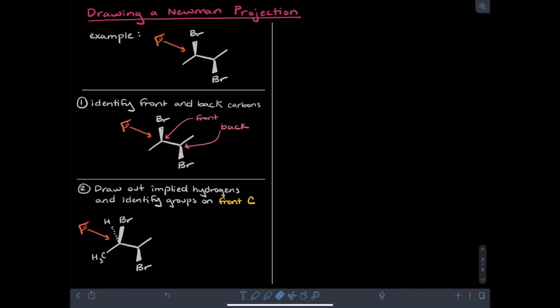Then, and this is the hard part, you need to imagine looking at this molecule from the orange eyeball's perspective. From that observer perspective, the CH3 group is pointing straight down. The wedged bromine is pointing up and to the right, and the dashed hydrogen points up and to the left. In my Newman projection, I would have a dot for my front carbon. Its bromine would be on the upper right, hydrogen on the upper left, and the CH3 group points straight down.